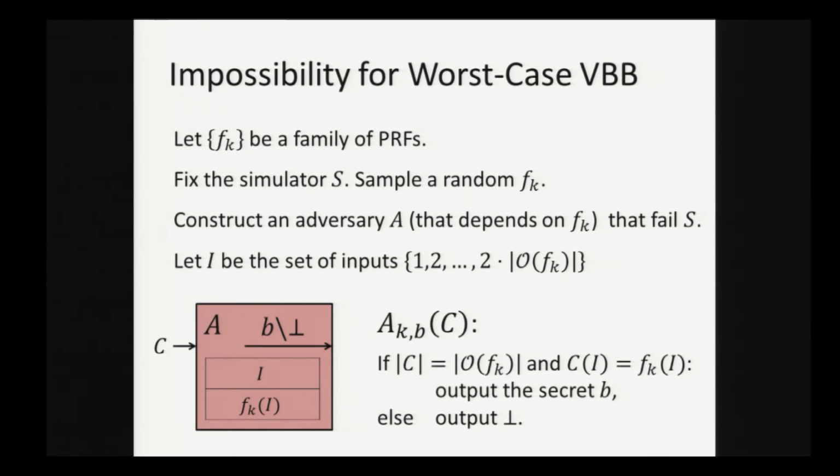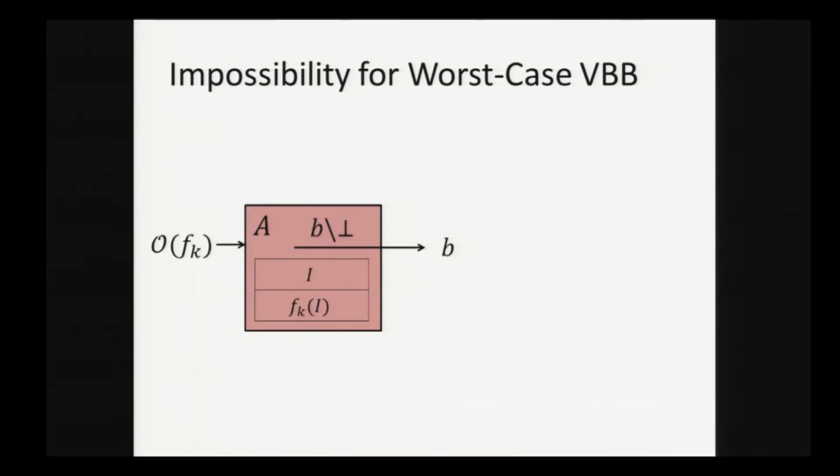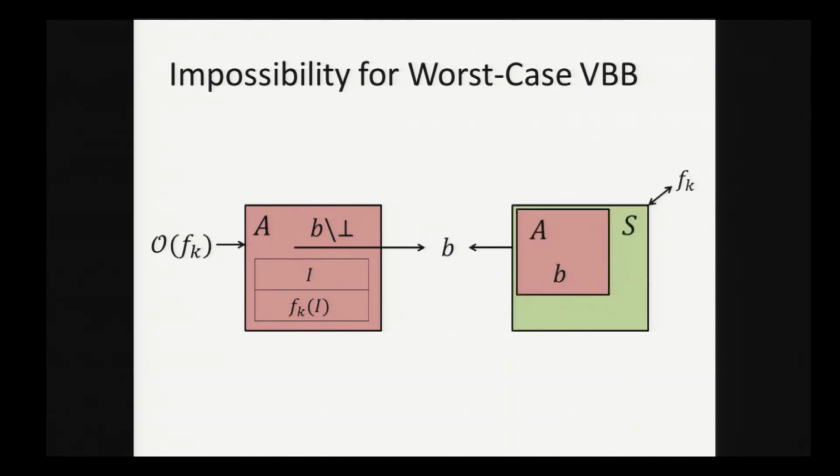What the adversary does is, when given an input circuit C, it first verifies that C is really a circuit of the same size as the obfuscation of f_k, and that it computes the same function as f_k on the inputs from I. If this is the case, the adversary outputs the secret bit b, otherwise it outputs bottom. So we can see that when we run this adversary on a real obfuscation of f_k, we get out the secret bit. So the simulator should be able to output the same bit, given only the code of this adversary and oracle access to the function f_k.